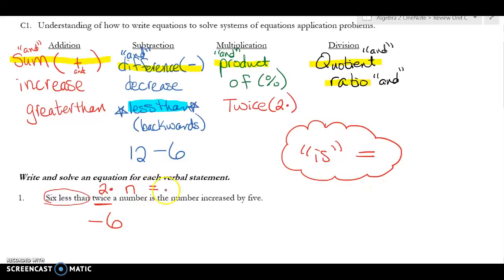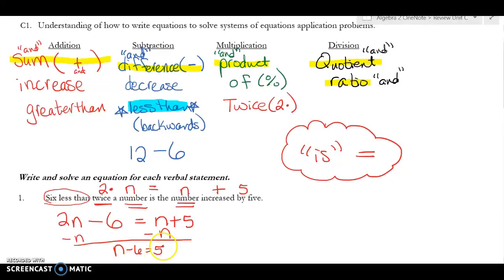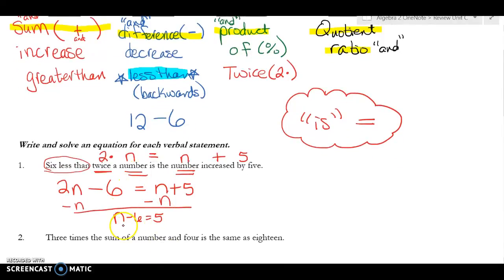And so is the number. Well, we already said the number was n, so I'm going to say n increased by 5. So it's 6 less than 2 times the number is the same as n plus 5. And then now we're going to solve it. So I'm going to subtract n on both sides. And so I get n minus 6 is 5. And then if I add 6 to both sides, I get n is 11. So once you do it, now you have to solve it.